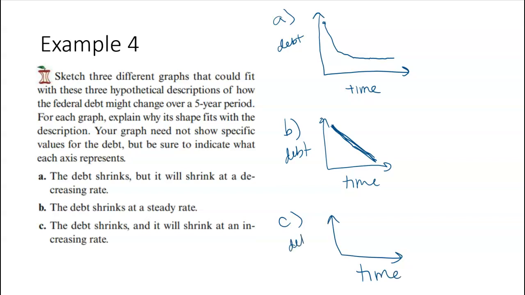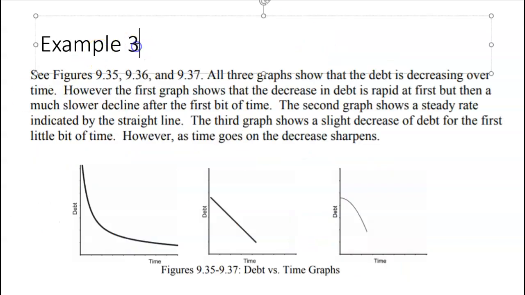All right, let's try letter C. The debt shrinks, and it will shrink at an increasing rate. So it will start, and it's going to go like this. It's shrinking at an increasing rate. So it might look like that. Might have like a little hump on it there. So let's make sense of that a little bit more.